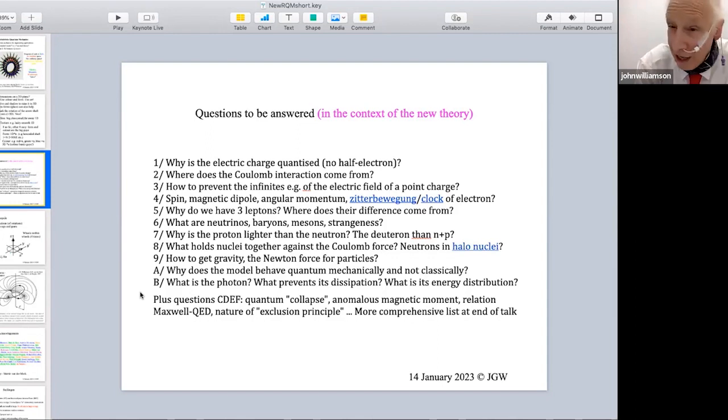So first one: why is the electric charge quantized, and there's no half electron or part of an electron? Well, first of all, I want to say there is a part of an electron. I know that because I've studied them. I've managed to put electrons into little bits and study parts of them. So there are half electrons, but electron charges are quantized and they come in whole units.